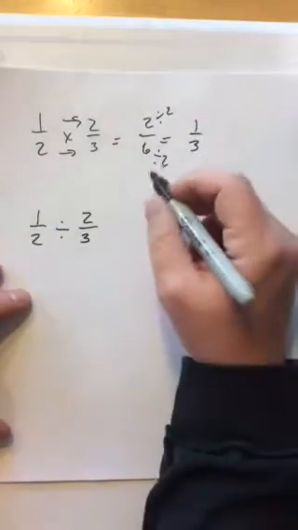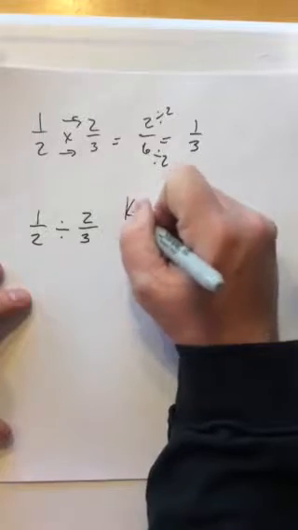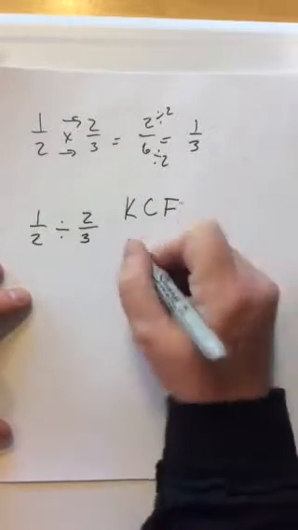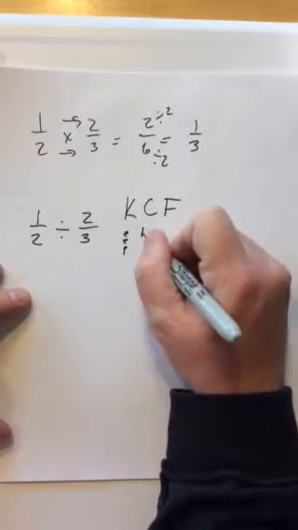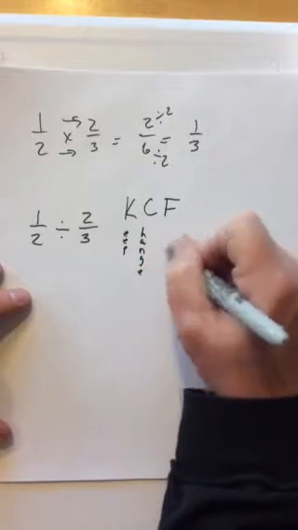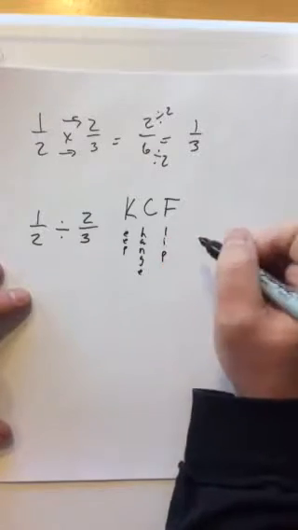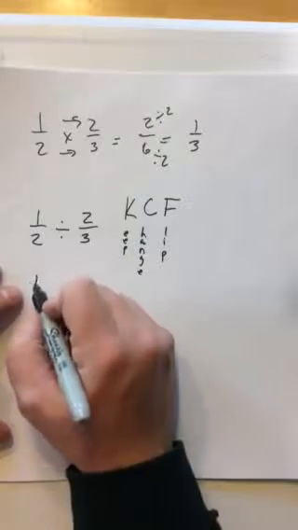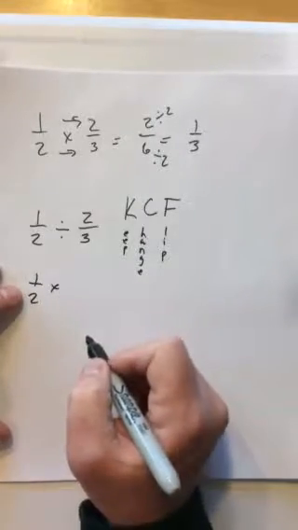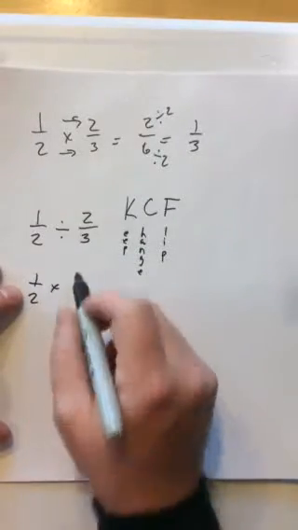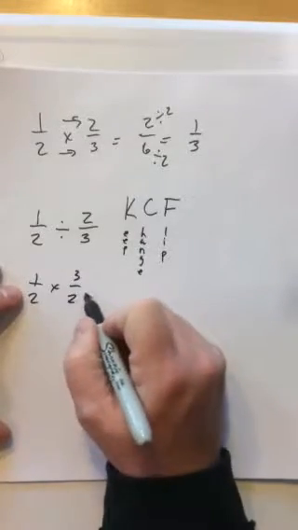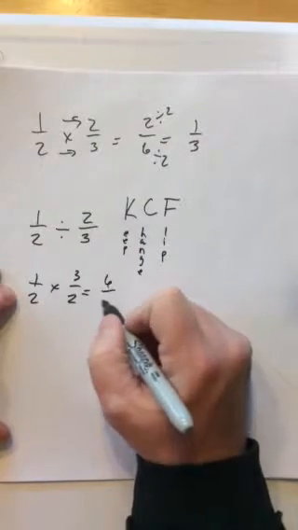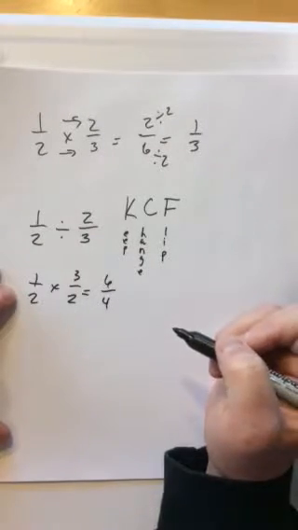There's a 3-letter acronym that we're going to need to remember. KCF means keep, change, flip. Okay, so we're going to keep our first fraction. Then we're going to change our operation, and we're going to flip our second fraction and then multiply straight across. In this case, you're going to come out with 6/4.